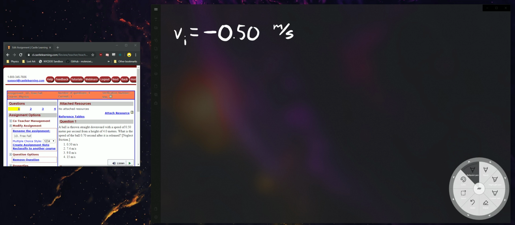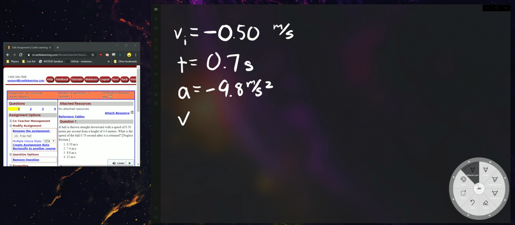And so what is the speed of the ball 0.7 seconds after it is released? So time is 0.7 seconds. There's something else we know, because if we throw something down, we know that our acceleration is negative 9.8 meters per second squared due to gravity, right? Gravity is pulling you down and the object is accelerating at negative 9.8 meters per second squared. And so we want to find out what the speed of the ball is after this amount of time. So we want to find out what our final velocity is.